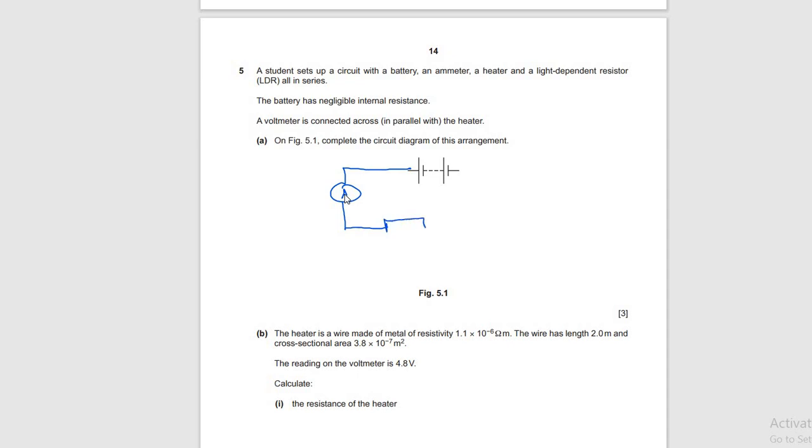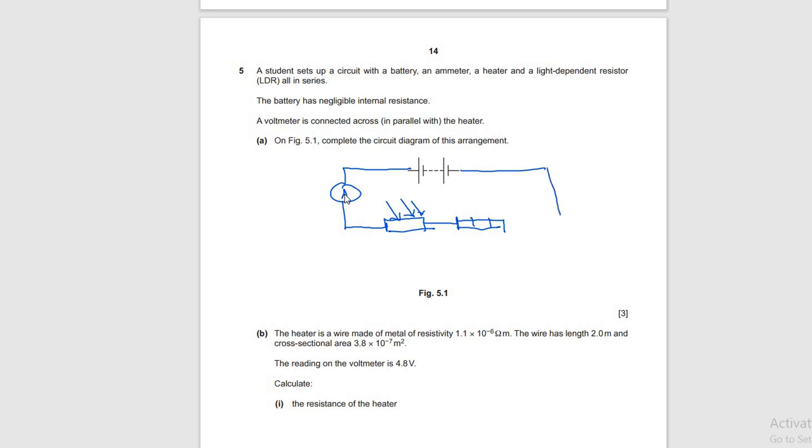What is the symbol for LDR? Light dependent resistor is the symbol for LDR. And also the wire. The symbol for the wire is just a box with a stripe in it. They are all connected in series.